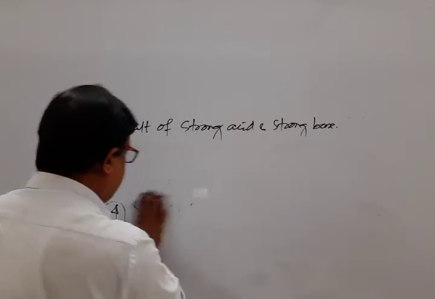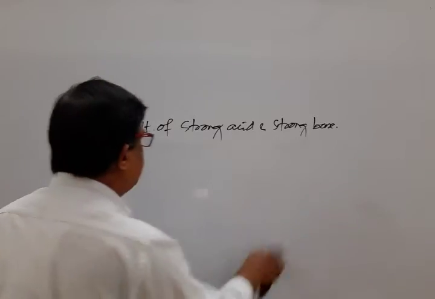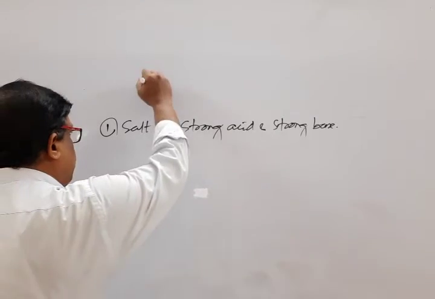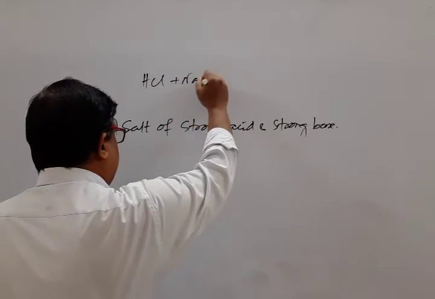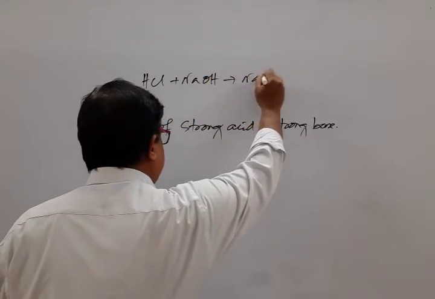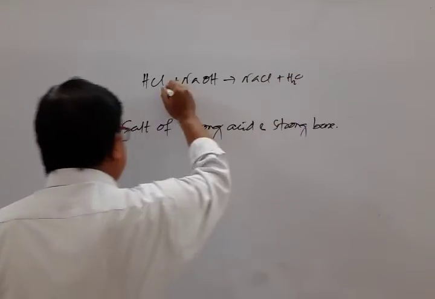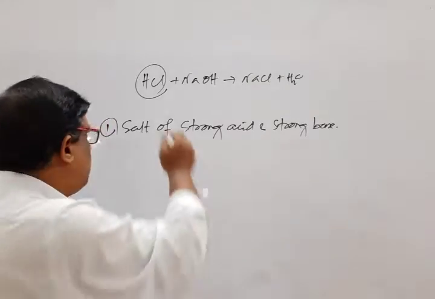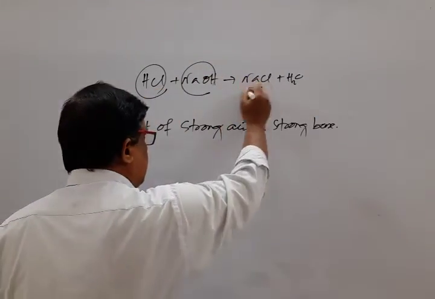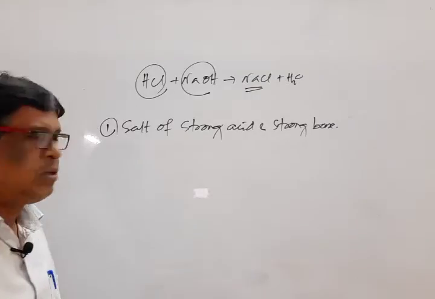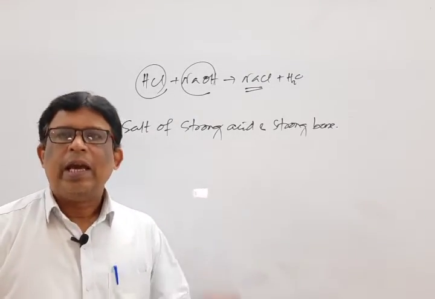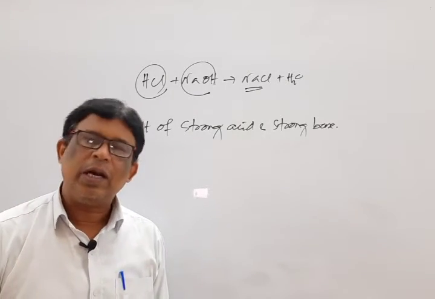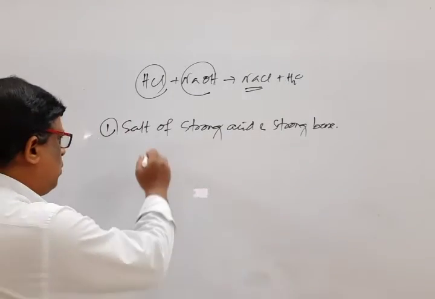Some salts come under this category, that is, a strong acid and a strong base. Mark that. If we go through the example, HCl plus NaOH gives rise to NaCl plus water. It is a strong acid. I give one example, though many examples are there. It is a strong acid and a strong base, resulting in formation of salt. So sodium chloride comes under the salt of strong acid and strong base. Let us consider the example of sodium chloride.